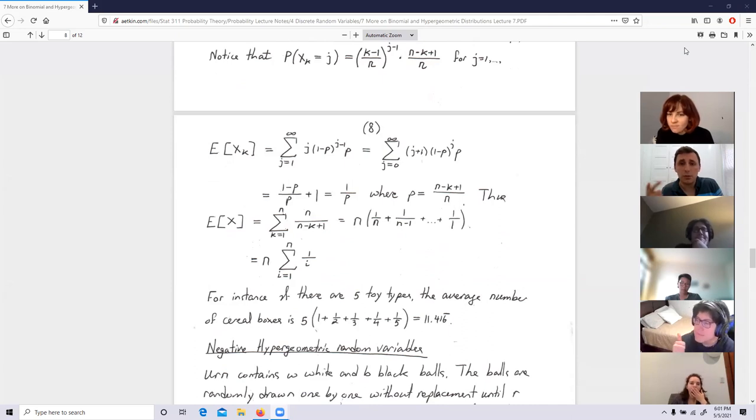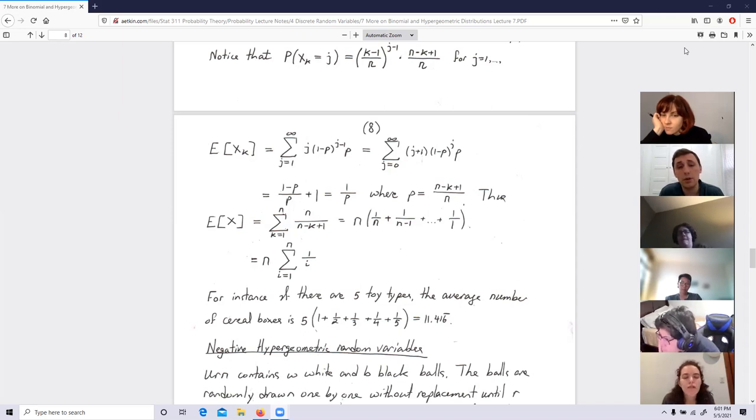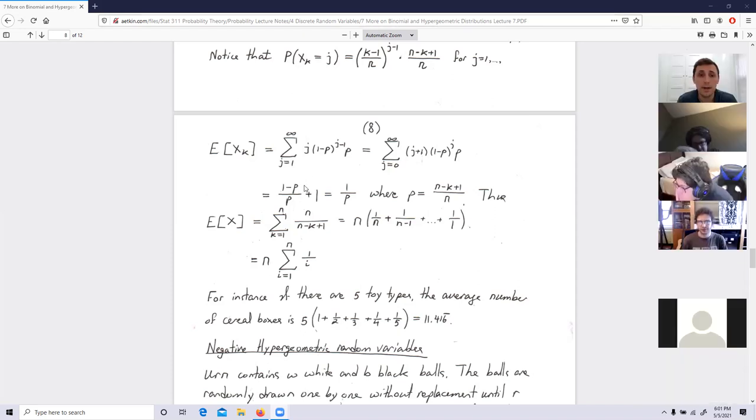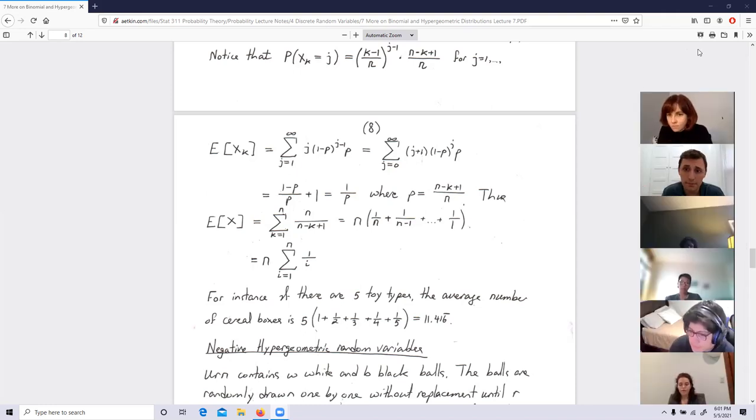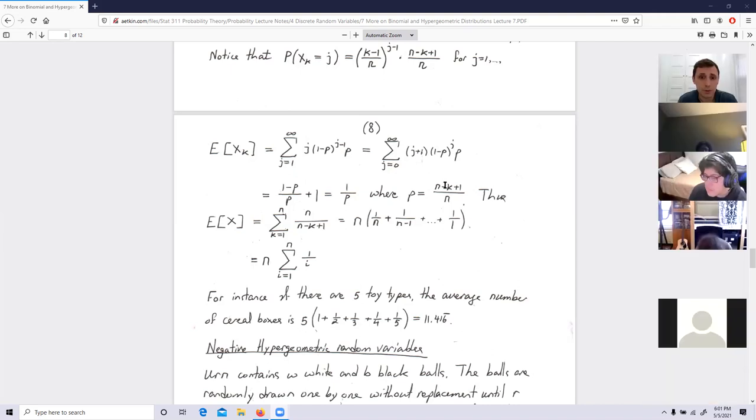I don't want to calculate it separately for each of them, so I'm going to calculate it for Xk. What is Xk? Xk means I gathered k minus 1 toys. So failure means that I gather one of the k minus 1 toys. So the probability of failure is k minus 1 over n, and the probability of success is n minus k plus 1 over n. So that's what you have over here.